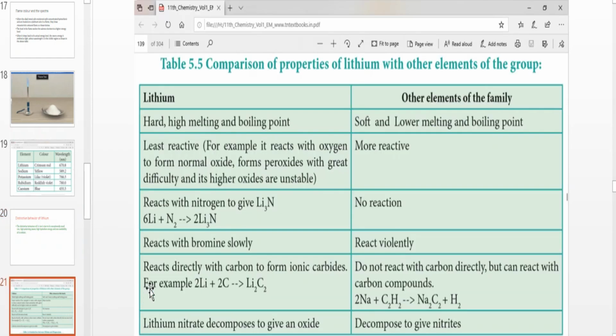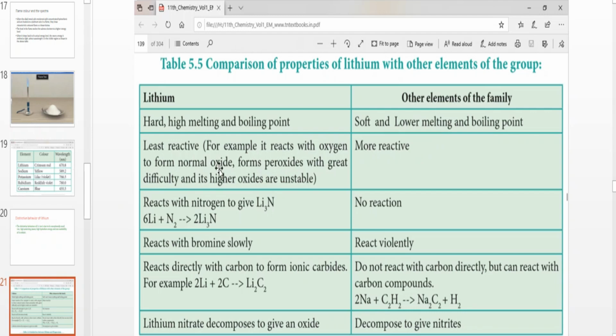And also you could see some differences in the properties of lithium compared with other elements. The first one is that lithium is hard and has a high melting and boiling point, whereas the other elements of this family are soft and have lower melting and boiling points.